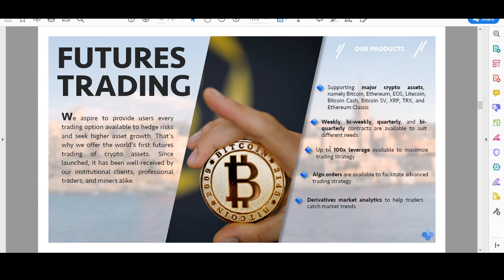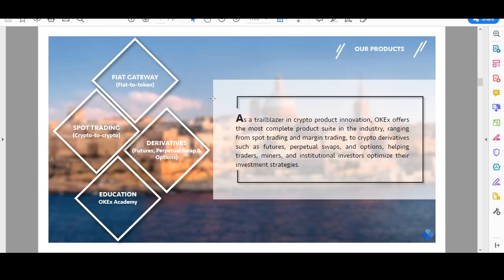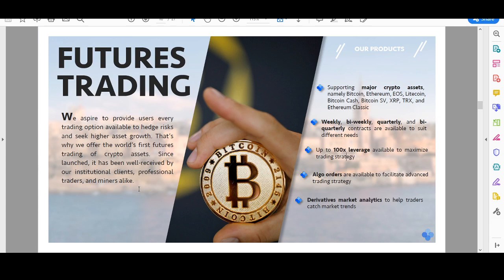Futures trading, so you can leverage a lot. Please don't do 100x leverage unless you've got experience. Even if you've got experience, I've got 6-7 years of experience trading the Forex markets, and I never go 100x leverage. Algo orders are available if you want to use algo, and like I said, the tutorial guides for beginners, the education bit, is very strong. I'd compare OKex more towards Binance with the functionality that they provide.